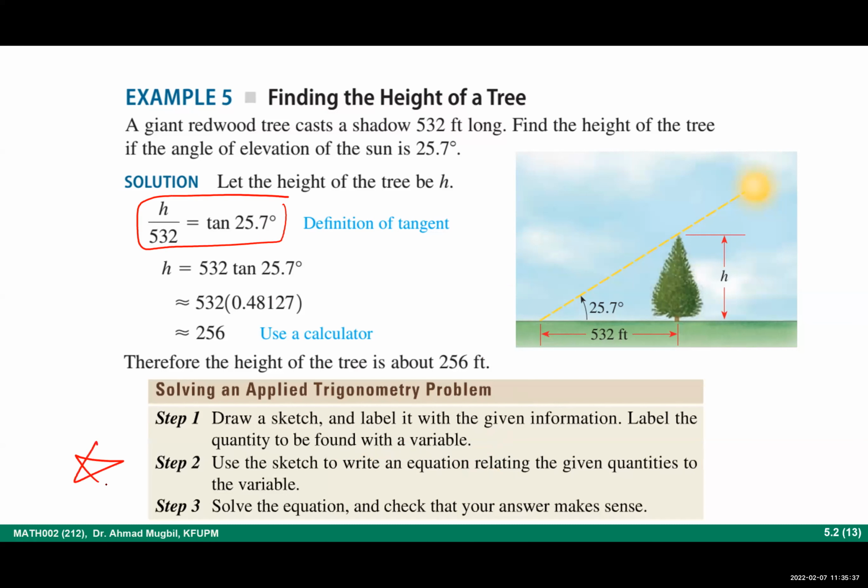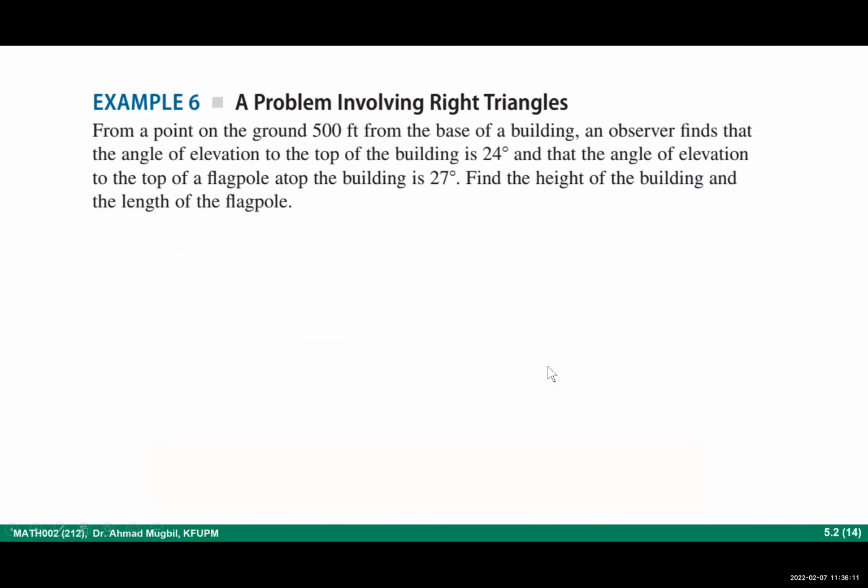Now here you have some guidelines for how to solve word problems, how to solve applied trigonometry problems. You need to draw a figure for the problem and label your variables, call this H, X, Y, whatever. Use the sketch to write the equation relating them. This is the mathematical model of the problem. You translate from English to math when you write this equation. Then solve the resulting equation and check if your answer makes sense. Let's try to solve this example. Again, you need to read it and reread it until you understand it. You cannot solve it if you didn't understand it.